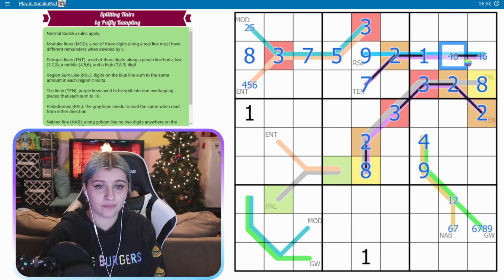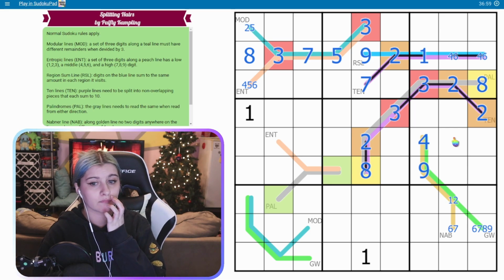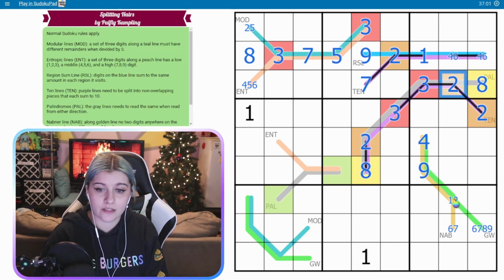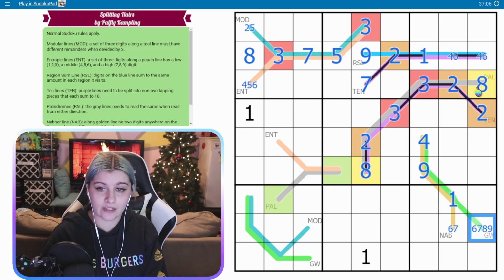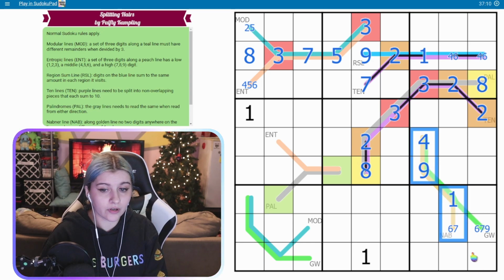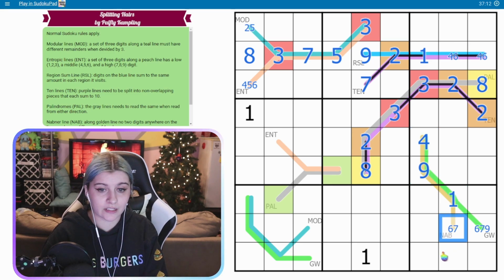Don't really know yet. 4, 6. Not really sure yet. A 7 will have to go up here somewhere. Okay, let's keep cleaning up. This is a 2, so this needs to be a 1. Meaning for German Whisper, 6, 7, 8, 9 is fine. This can't be an 8. For Nabner, this could still be a 6 or a 7, and that's okay.